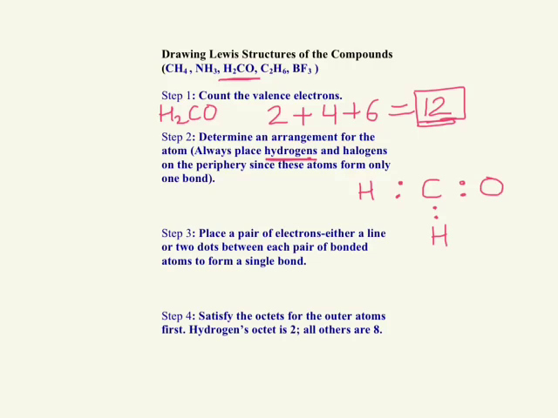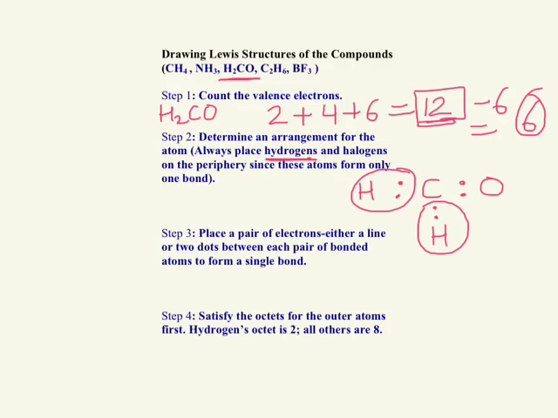Now satisfy the octet for the outer atoms first. Here the outer atoms are hydrogens and oxygen, and the hydrogen octet is already complete, here and here we can see. Now oxygen, we have 12 electrons, so how many are we done using? 2, 4 and 6. So 12 minus 6 is 6. We are left with 6 valence electrons.